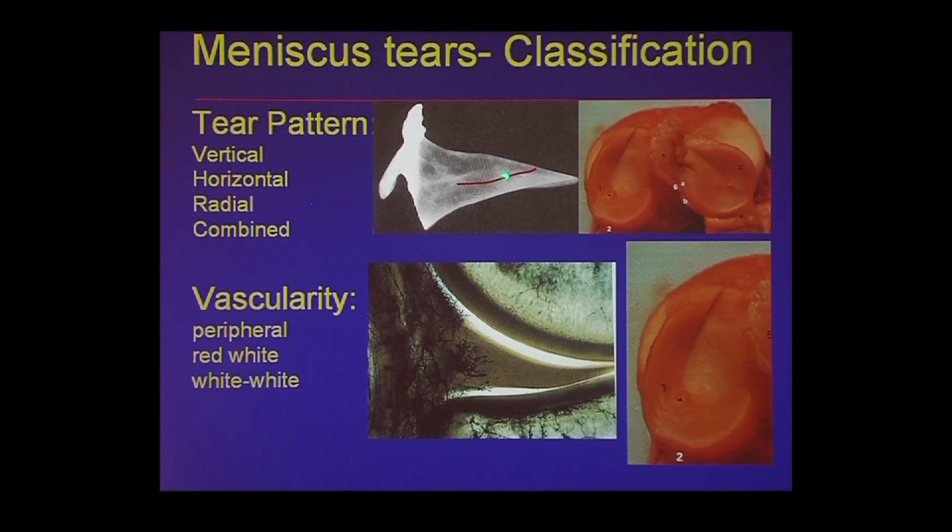I'll skip this. There are different types of tear patterns, but the things we repair are things out here in what we call the red zone because it has a blood supply. Sometimes in kids we'll push the envelope and do repairs in the red-white zone, because kids heal like starfish. And then oftentimes in this area, where we get flap tears or little tears that fold underneath and cause a lot of symptoms, we'll just trim those.